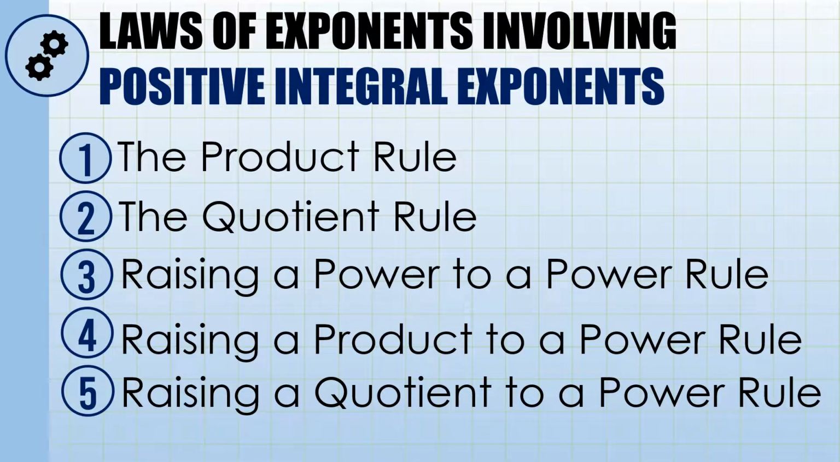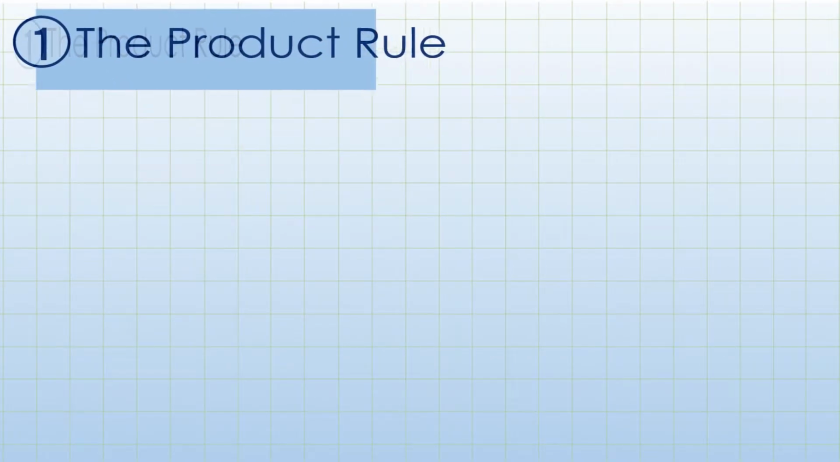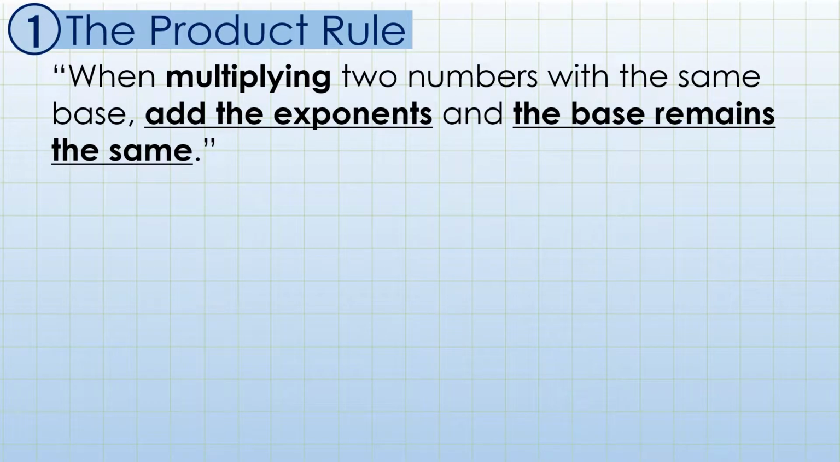Let's begin with the first one, the product rule. Anong sabi niya? When multiplying two numbers with the same base, add the exponents and the base remains the same. In symbols, ito yun. Basta nag-multiply ka ng exponential expressions na pareho ang base, ang gagawin mo lang ay kukopyahin mo yung base na pareho sa kanila. In this case, A. Tapos, yung exponents ng pinag-multiply mo ay i-add mo lang.